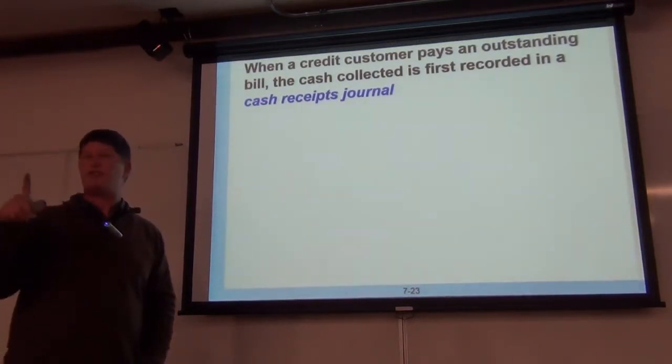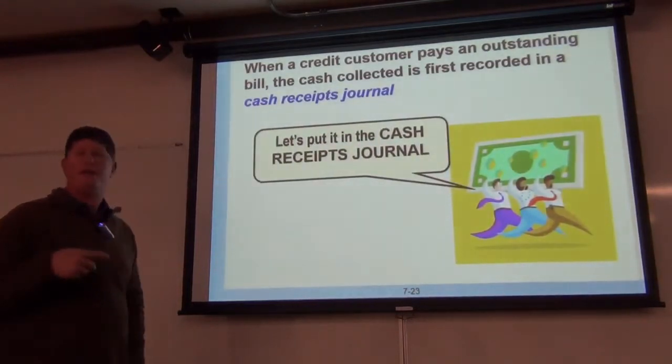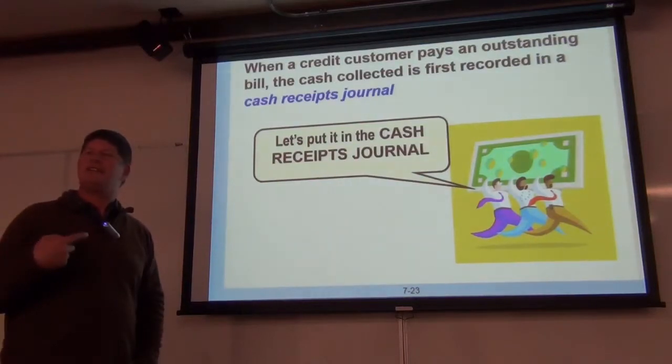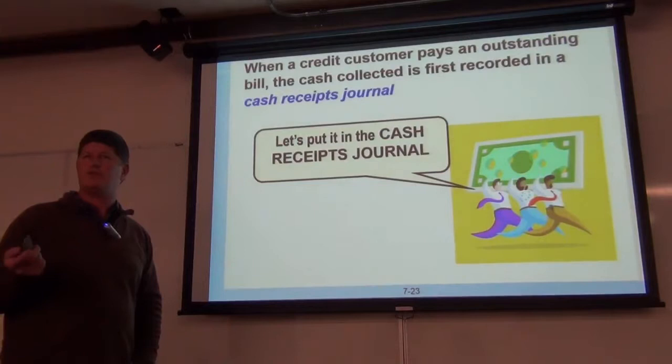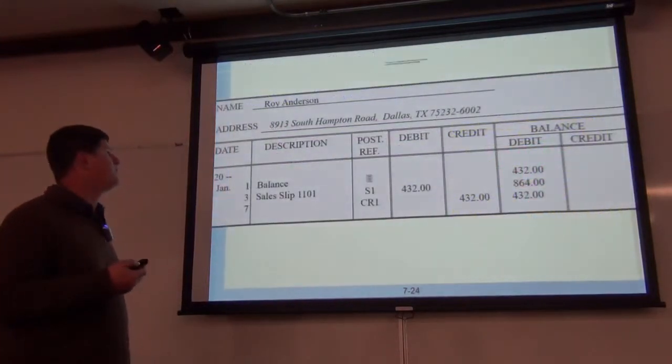So here was your question about when he makes a payment. The guy comes down and he makes a payment, cash goes in. I know, it's great. Cash collected goes in the cash receipts journal. So if somebody pays you with a check or they hand you cash at the cash register, it goes in the cash receipts journal.